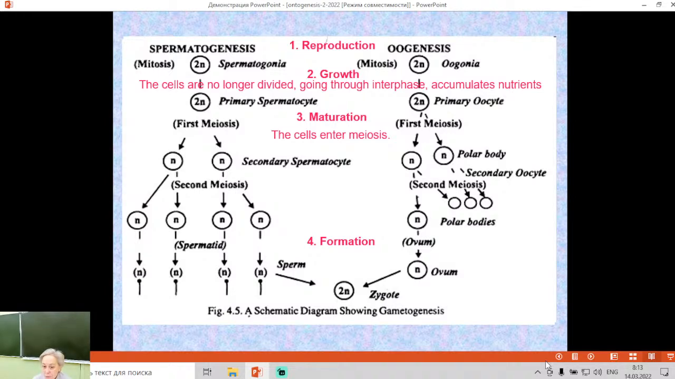And the last stage of spermatogenesis, formation. During this stage, spermatids transform into spermatozoa or sperm. The set of chromosomes remains the same as in the spermatid, 1n1c.